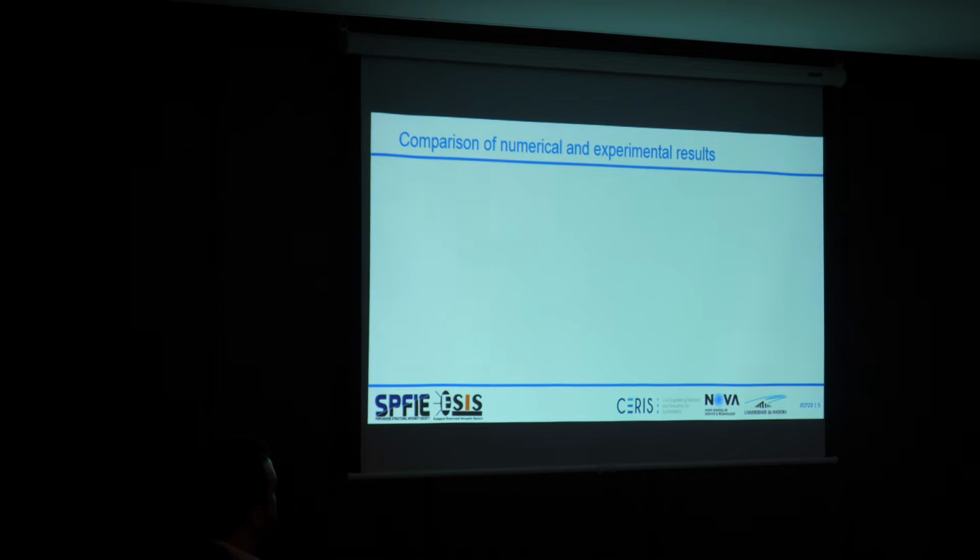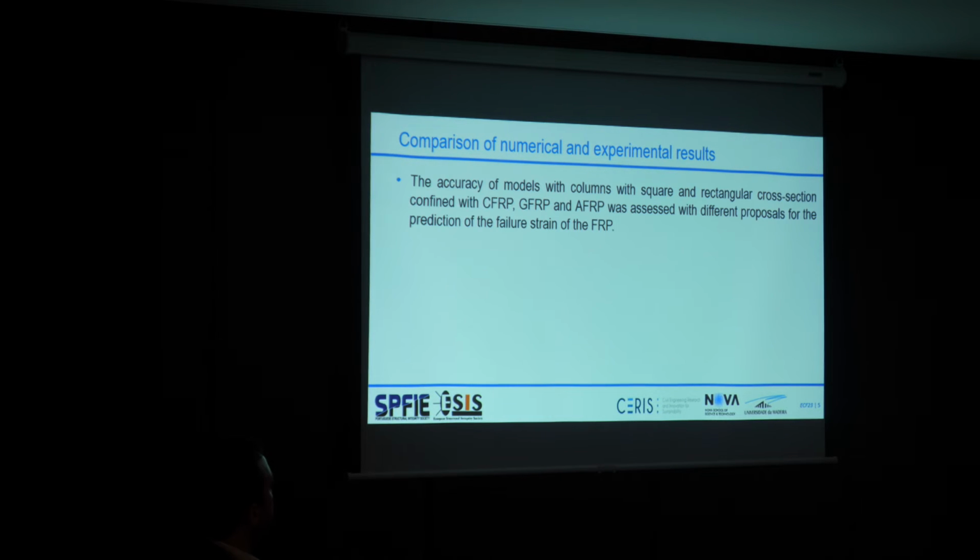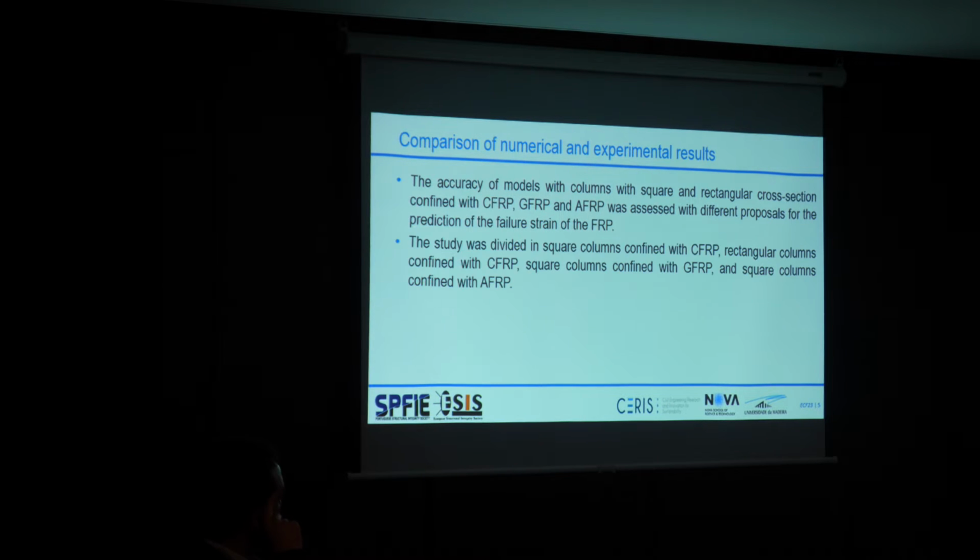Comparison of numerical and experimental results. The accuracy of these models was assessed with different proposals for the prediction of the failure. The study was divided according to the type of FRP and geometry: square columns confined with CFRP, rectangular columns confined with CFRP, square columns confined with GFRP, and square columns confined with AFRP.